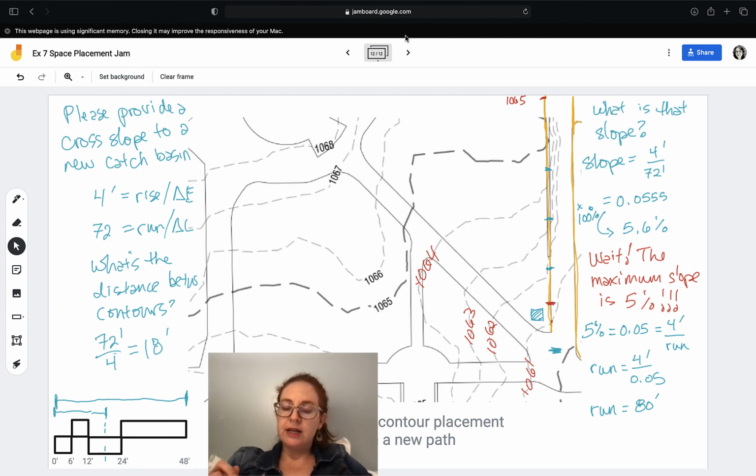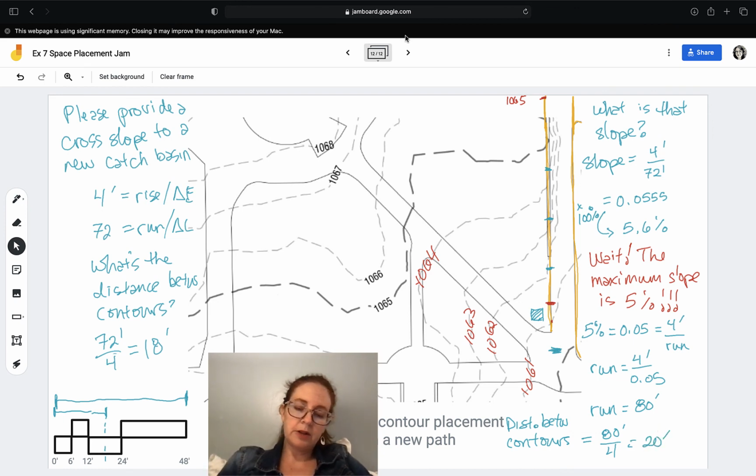So now what I need to know is what is the distance between those contours, so I can go ahead and start marking them where they intersect the path. So now I'm going to do a new calculation. Just like over on the left-hand side of the page where I was asking what's the distance between the contours, I'm going to do that again. Distance between contours is equal to 80 divided by 4. That's 20 feet.